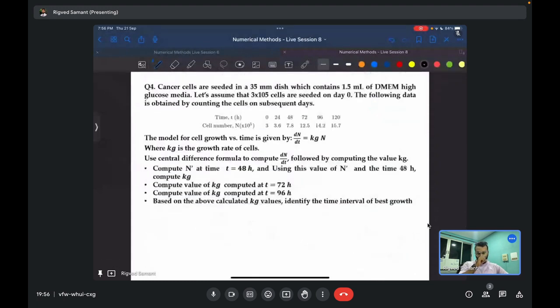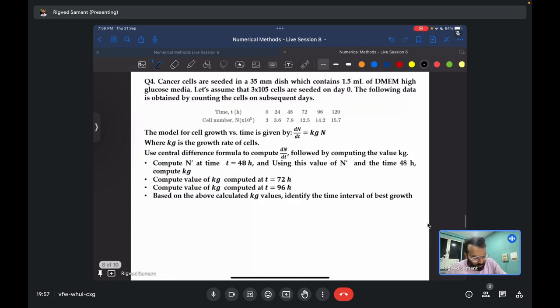So we'll go now into engineering problems, and how to solve them using numerical differentiation. This is a problem where cancer cells are seeded in a 35 mm dish which contains 1.5 milliliters of DMEM high glucose media. They are trying to know how cancer cells grow. Let's assume 3 into 10 raised to 5 cells are seeded on day 0.